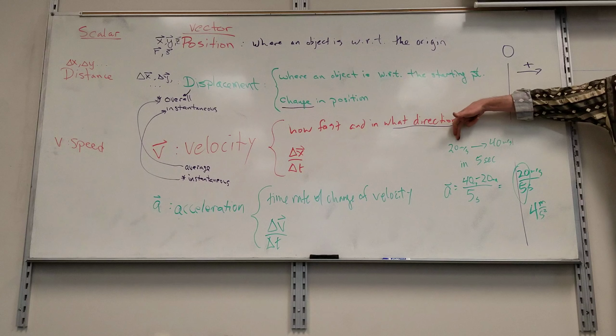All right, so I'm going from 20 to 40 meters per second. Notice that that's positive and that's positive. So I'm moving in the positive direction at 20 meters per second, and then I go 40 meters per second also in the positive direction. Have I sped up or slowed down? Yeah.